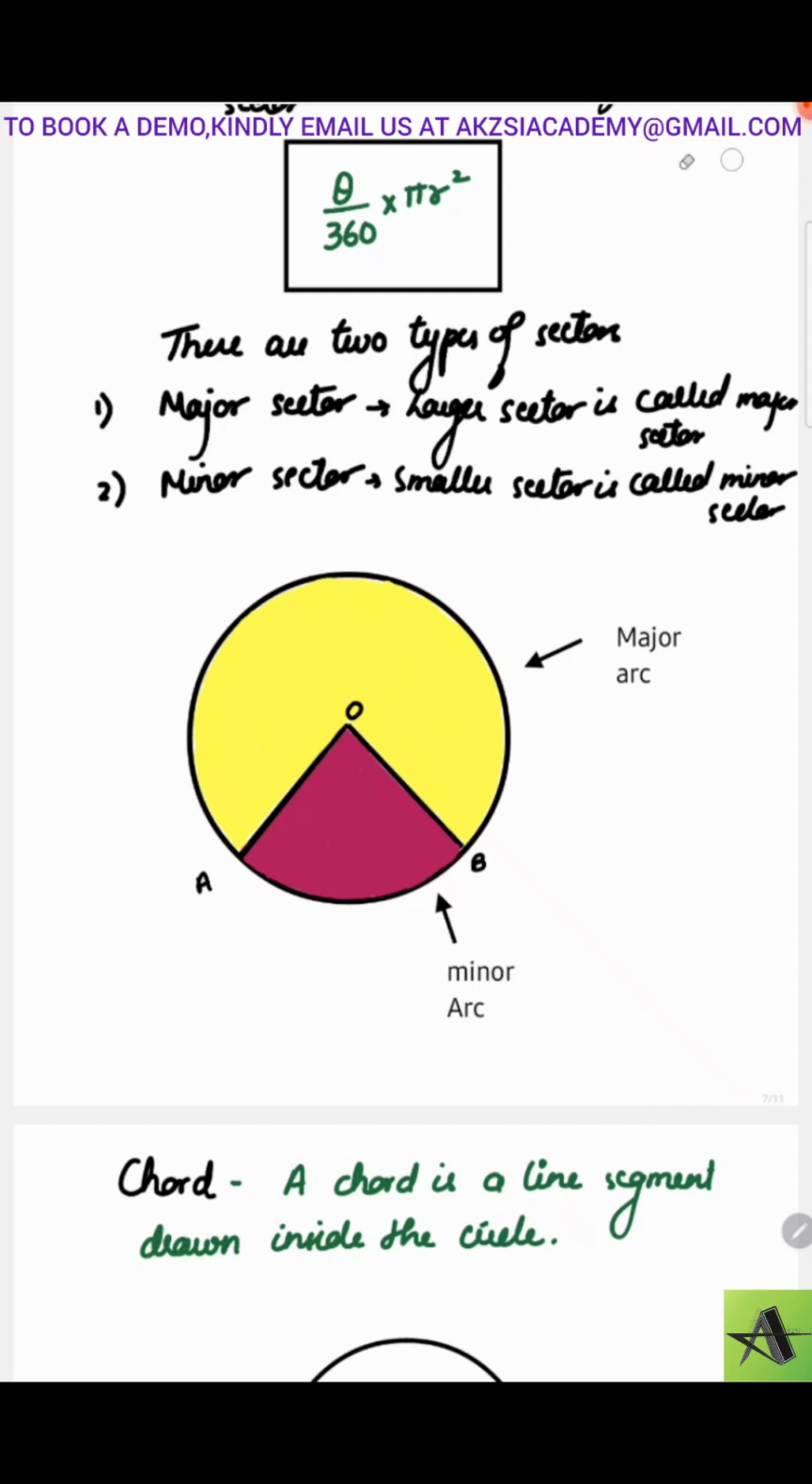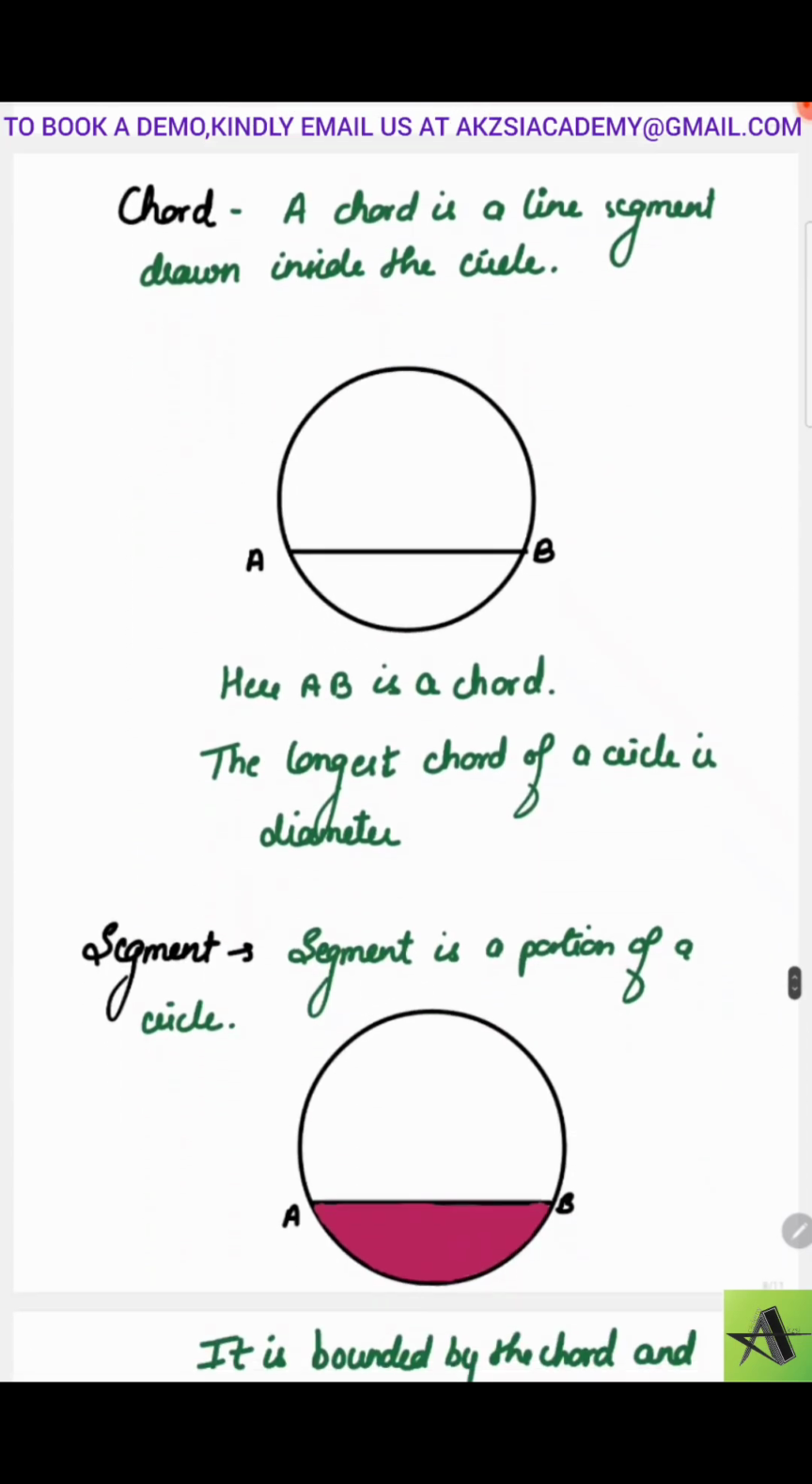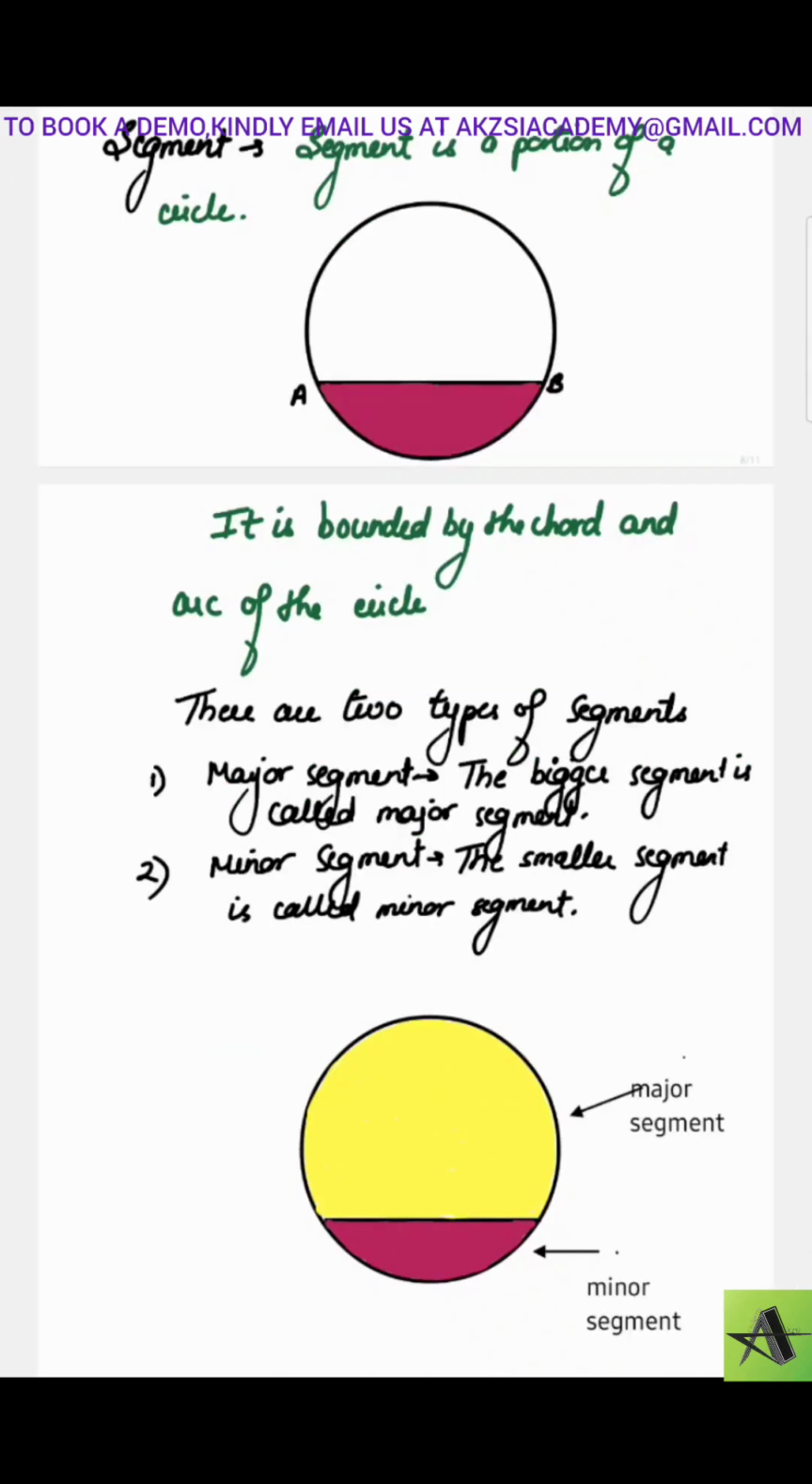Now, the next is the chord. The chord of a circle is simply a line segment drawn inside the circle. So this is the line segment which is drawn inside the circle, and that is your chord. The longest chord is nothing but the diameter of the circle. So this is also a chord, and this is the diameter, and clearly as compared to the other chords, this is the longest one.